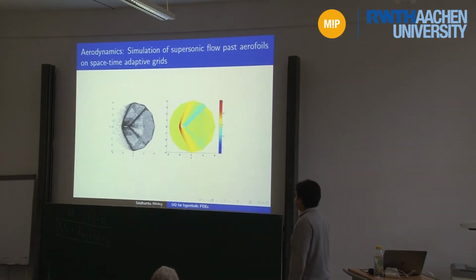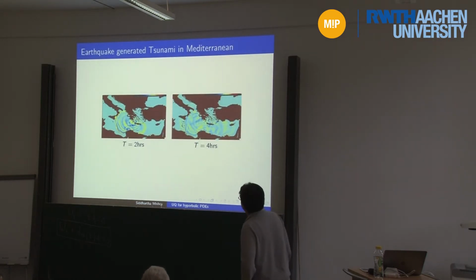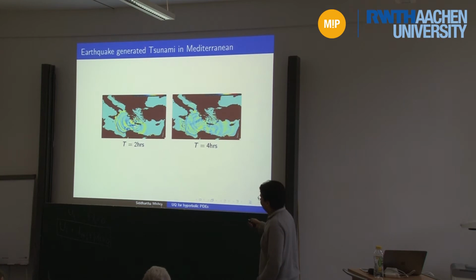The classical examples are flows past aircraft or airfoils. So here's an example. This is DG with a space-time adaptive grid. So you see the space adaptation. This is a supersonic flow. So you can see how the flow looks. You can do tsunamis. This is a classic example. This is a tsunami generated in the Mediterranean, with the shallow water equations. So you can see how the tsunami moves. This is at 2 hours, at 4 hours. So you can do a lot of cool stuff.